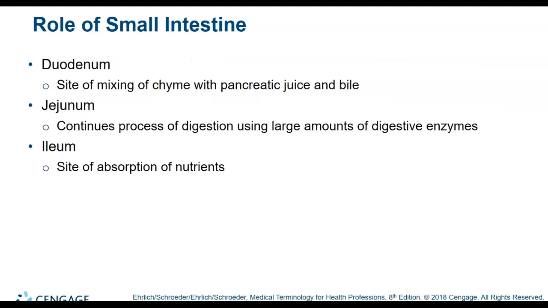Again, the role of the small intestine, the duodenum, is mixing the chyme with pancreatic juice and bile. It then travels down into the jejunum, which continues the process of digestion as those extra enzymes break down the food even more. And then when it hits the ileum, that's when the absorption of the nutrition takes place.